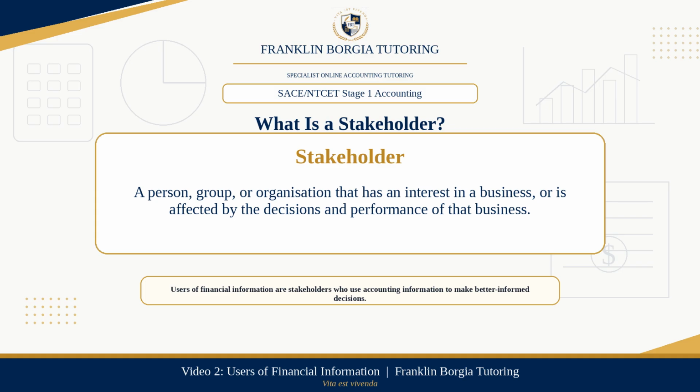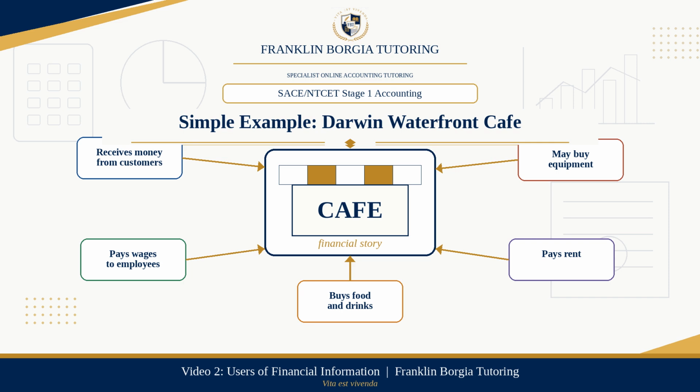Let us use a simple example, Darwin Waterfront Cafe. The cafe receives money from customers, pays wages to employees, buys food and drinks, pays rent, and may need to buy equipment. Many different people may be interested in this business, but they will not all be interested for the same reason.